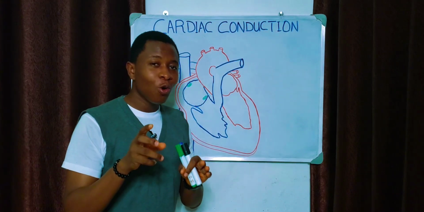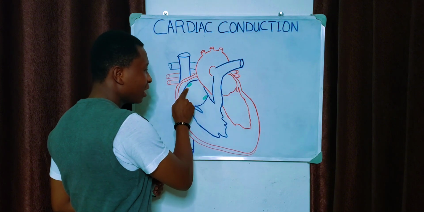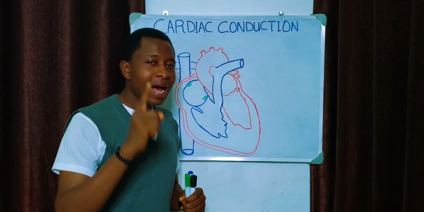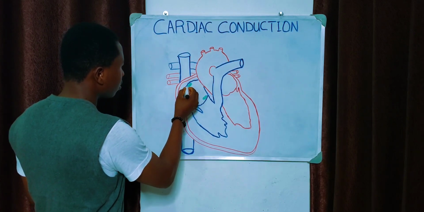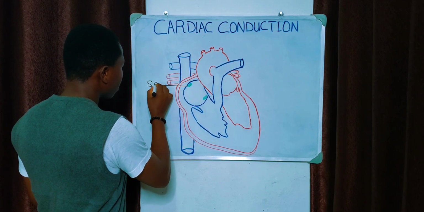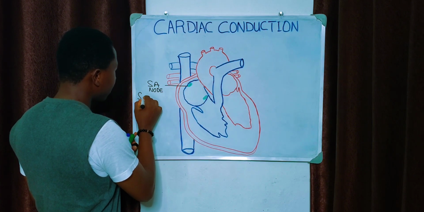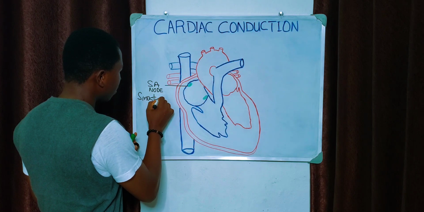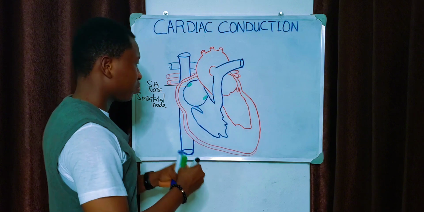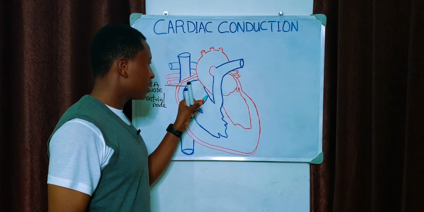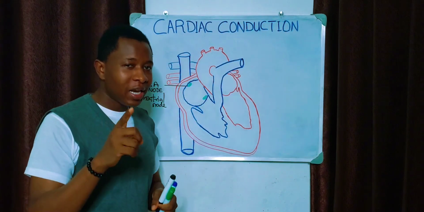Now, this is also called the pacemaker. That means that this particular one here actually starts the heartbeat. All right, so let's label that the SA node. SA stands for sinoatrial node. This actually starts the whole process of conducting electricity.